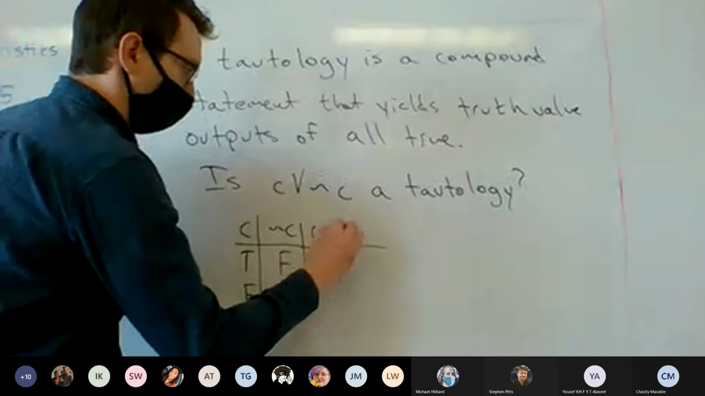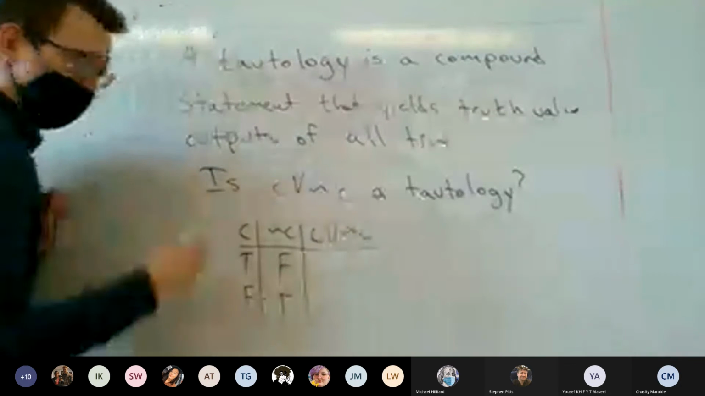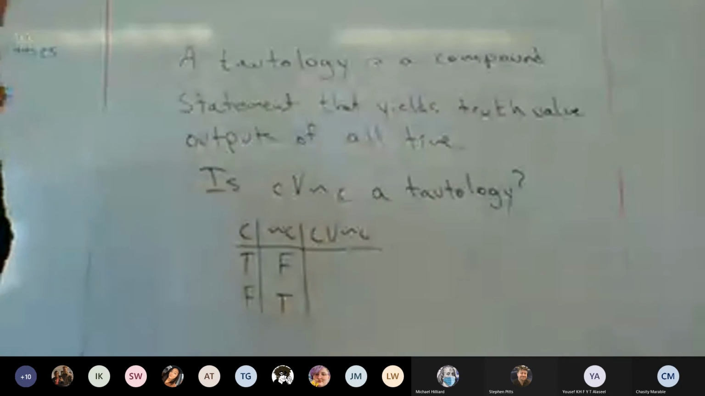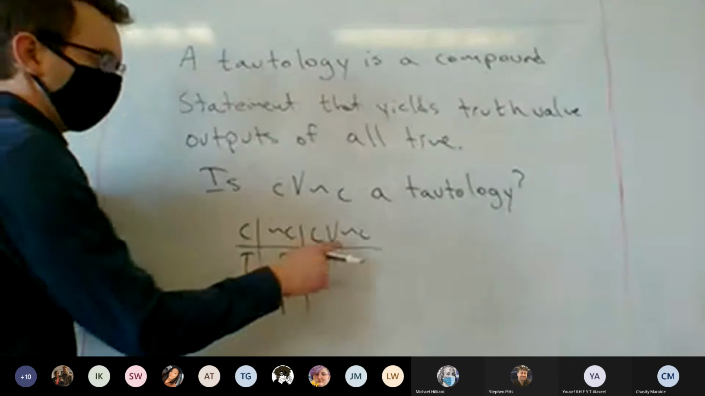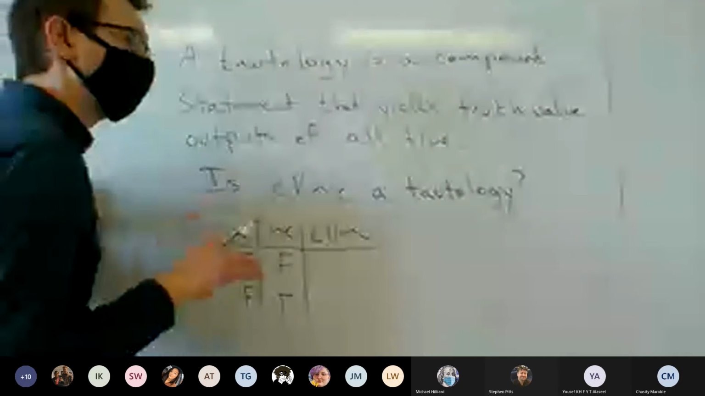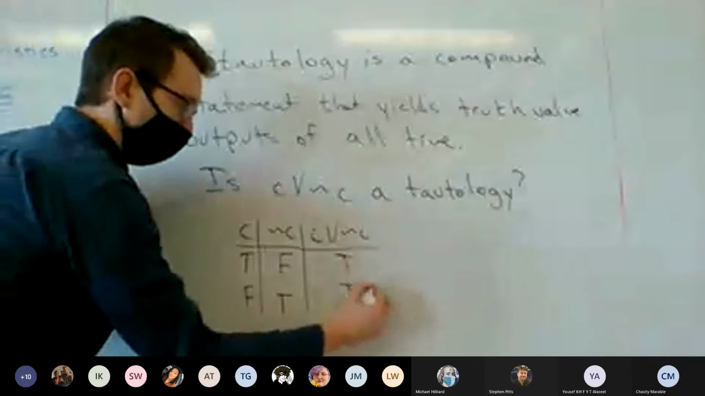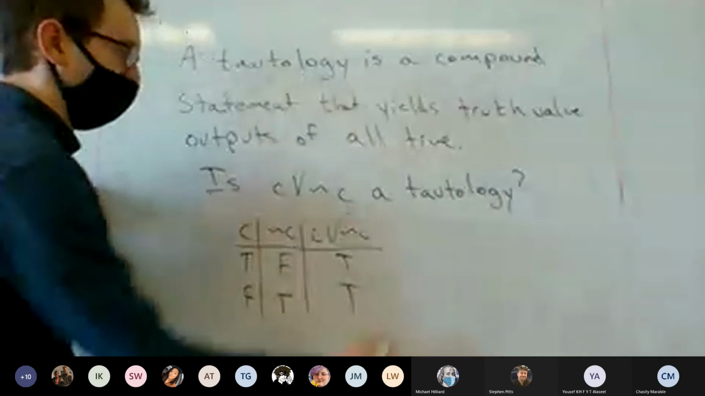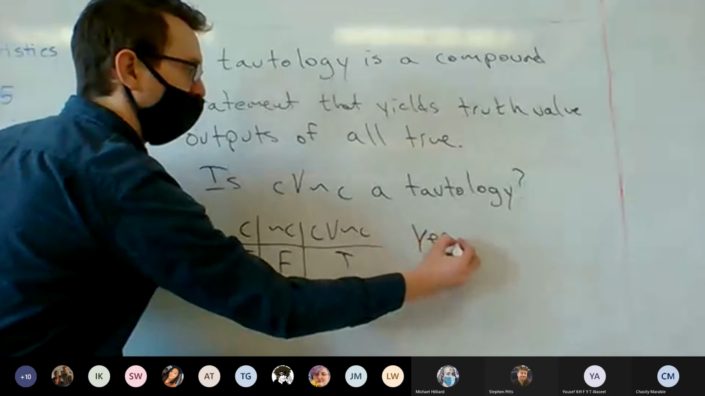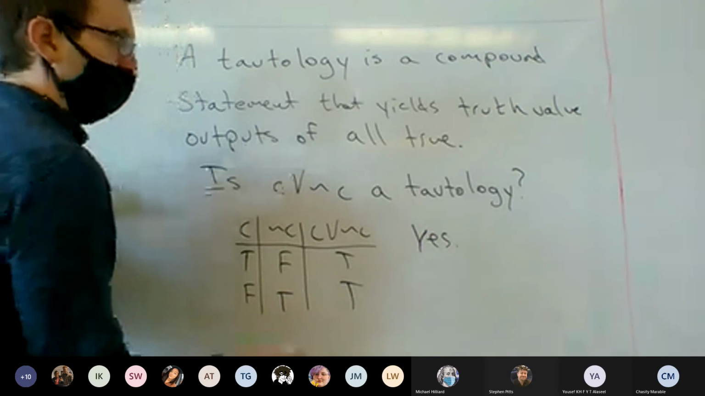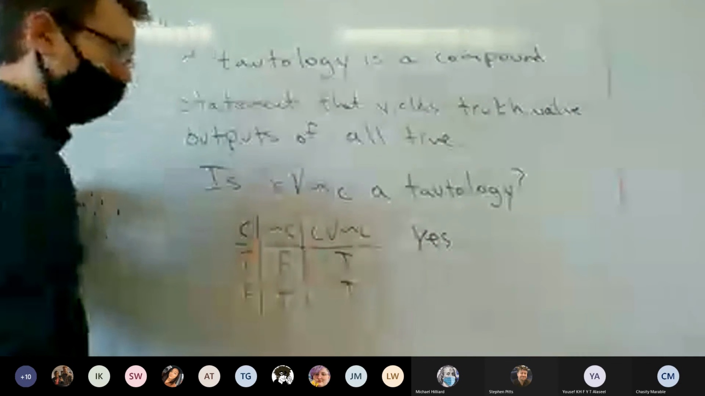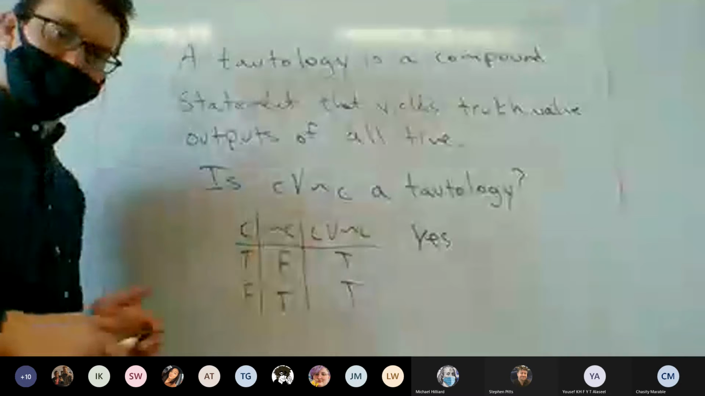And then I'm going to say C or not C, because I'm ready to build the whole thing. And or is only false if both inputs are false. So in other words, both of these are going to be true. This is a tautology. Yes. A tautology is a compound statement that has only truth in its outputs.